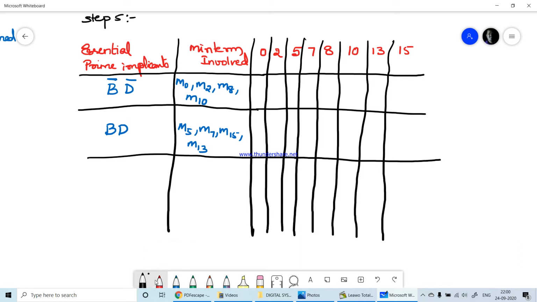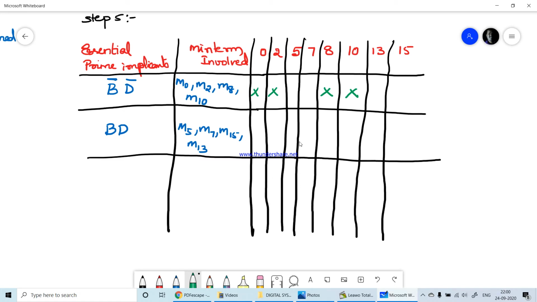So you are going to put a cross mark for every minterm which is involved in these essential prime implicants. So I have 0, so I'll put a cross for 0. Then I have 2, then I have 8, then finally I have 10. So these are the four minterms which are involved in getting this essential prime implicant.